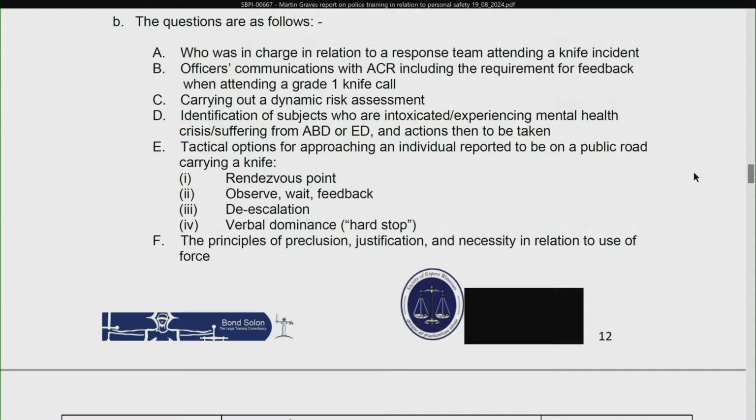Let's start with identifying the first question. So it's A. You were asked who was in charge in relation to a response team attending a knife incident. Now this is where the inquiry team have asked you, can you identify for us what training is available in relation to this question? And they've identified a number of these. B is officers' communications with ACR, including the requirement for feedback when attending a grade 1 knife call. C, carrying out a dynamic risk assessment.